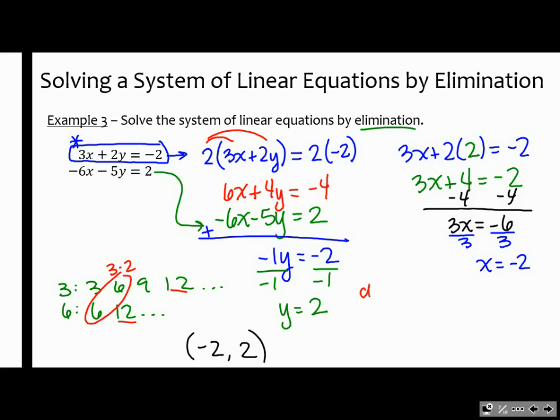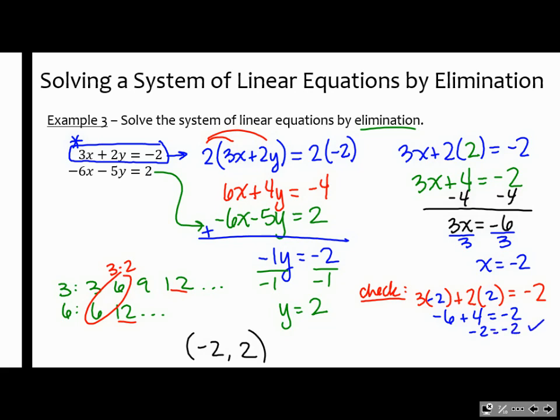Let's check both of them. And if you'd prefer to just type them in your calculator, you can very quickly do that. You're welcome to. Or if it's an easy mental math problem, you can do that as well. So 3x plus 2y equals -2. We'll make the substitution. We'll have x is -2 and y is +2. 3 times -2 is -6 plus 4 equals -2. -6 plus 4 really is -2, so that one checks out.